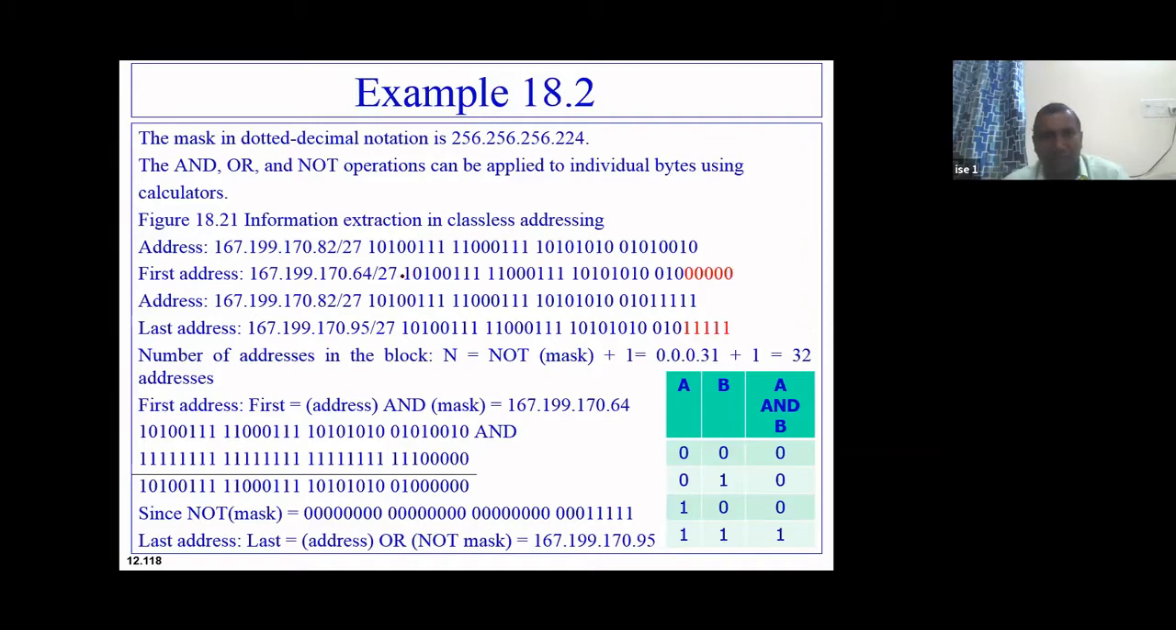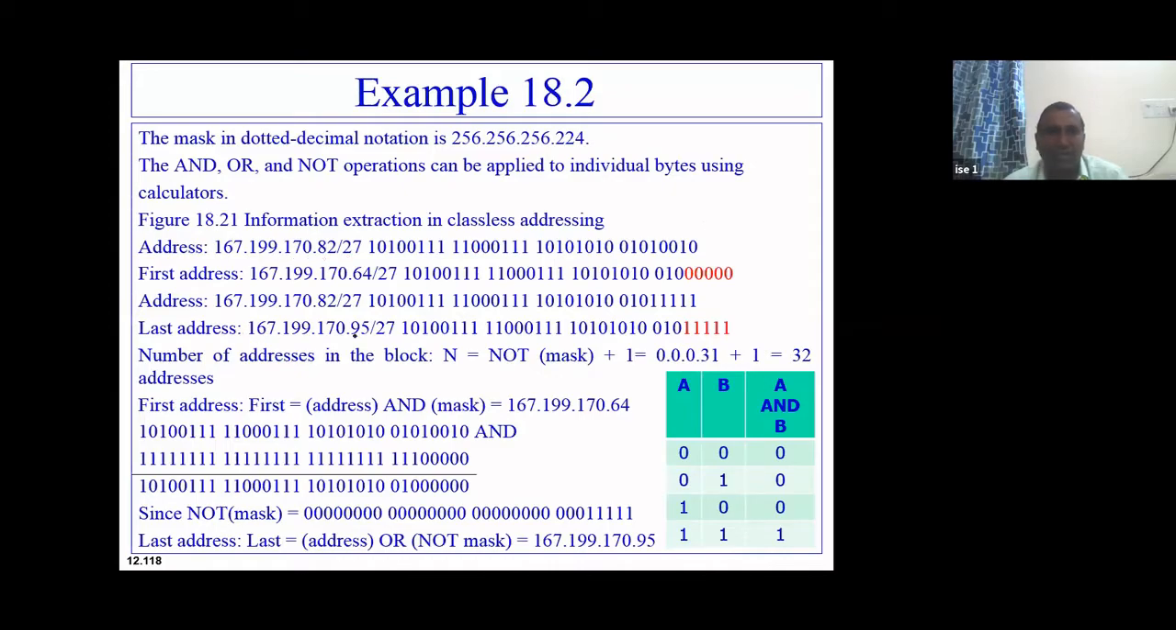So you will get this as it is, 167, this as 199, because I have not changed anything in this. 170 as it is, but here it got changed. The last value got changed from 82, it has become 64. You got the idea? If you calculate, it is 64. So this is the starting address of the network. These mean the total number of networks is 32, and this is the starting address.